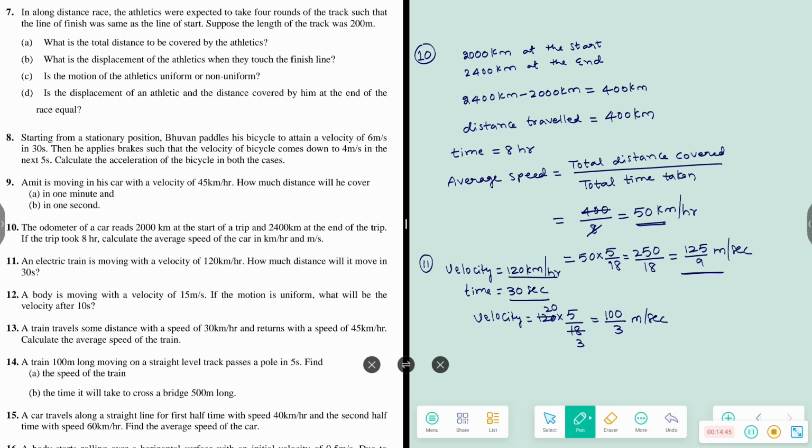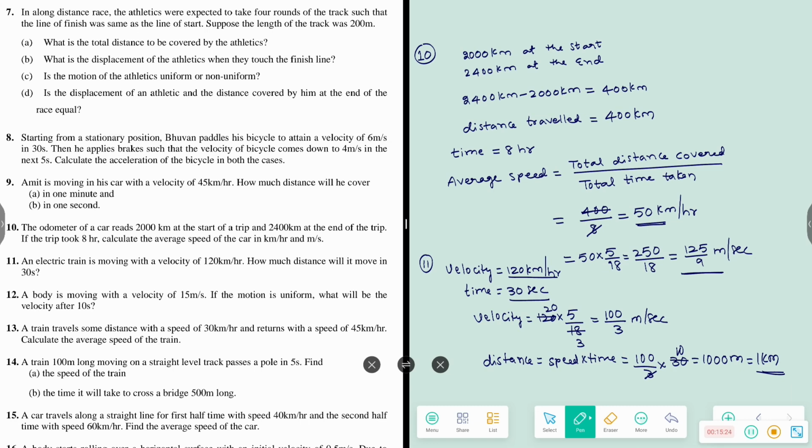We want it in 30 seconds. So distance is equal to speed into time. So here speed is given. So what is it? 100 by 3 into time, which is given as 30 seconds. 3 ones are 3, 3 tens are 30. So it is 100 into 10, 1000 meters, which is nothing but 1 kilometer. In 30 seconds it can move 1 kilometer. Hope you understood question number 11.